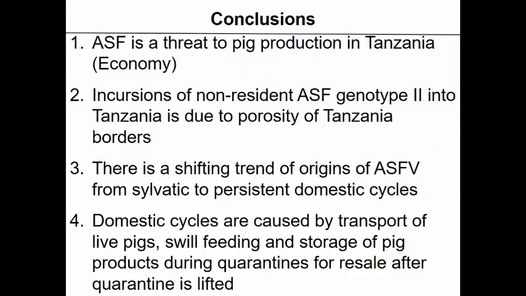To conclude, African swine fever has really been a threat in our country, but not only in our country, even in the neighboring countries and other countries in the world, as it is now a transboundary disease. Also, the incursion of non-resident African swine fever genotype 2 into Tanzania has been found to be due to the porosity of Tanzania's borders, as I showed you in the map. This genotype 2 has been found to be persisting in the southern part of the country, where the country is bordered by other neighboring countries, Malawi and Zambia.